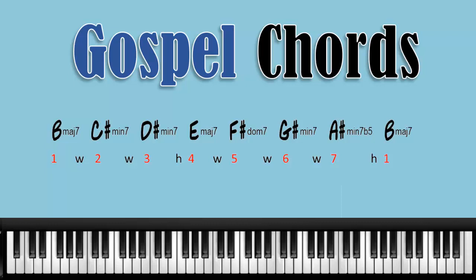Now we all know that each scale tone has a chord associated with it. So let's look at the scale of B major, which will be the scale that I'm going to use for this demonstration. So we have B is the 1, C sharp is the 2, D sharp is 3, E 4, F sharp 5, G sharp 6, A sharp 7, and then we're back at B.